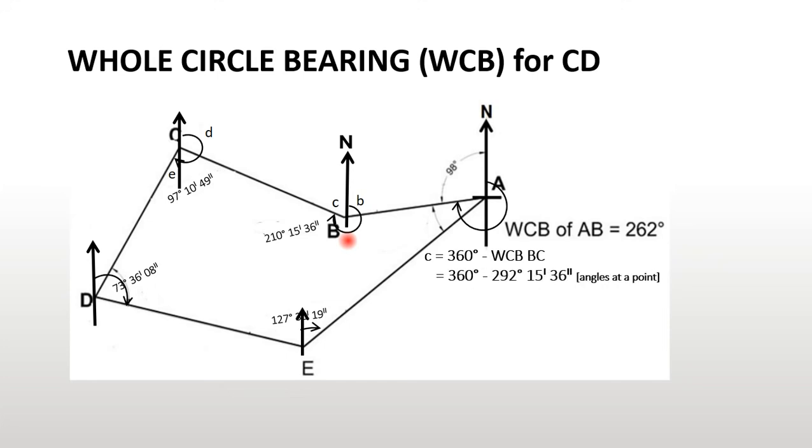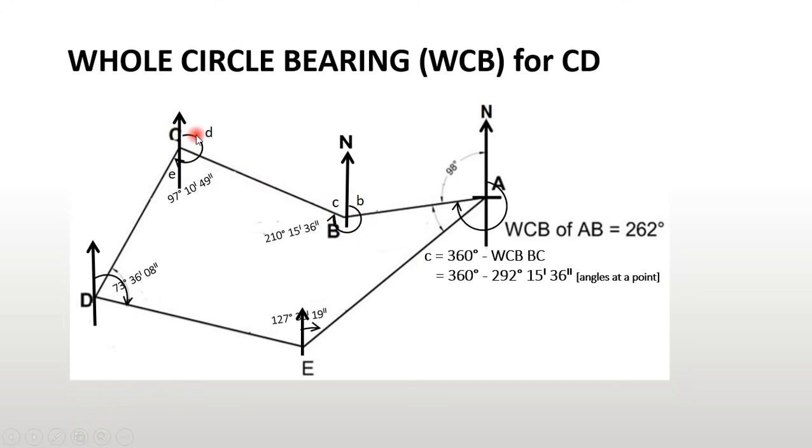So there are certain things that we also need to work out for us to determine the whole circle bearing for the line CD. So the whole circle bearing for the line CD is this angle, that is angle D plus the internal angle C. So we have the internal angle.